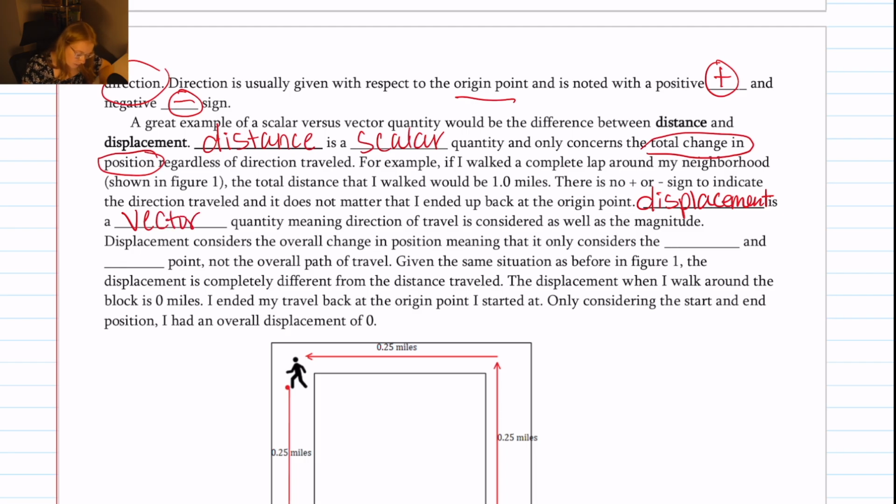With displacement, the direction as well as the magnitude are considered. You could also think about it as an overall change in position, meaning that it only considers the start and end points. We have that in the word displacement, you have that word place. So it cares about what place you start at and what place you end at, but it doesn't really care about the path you take.